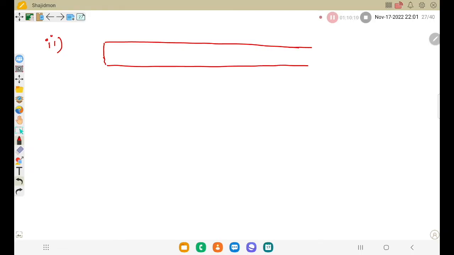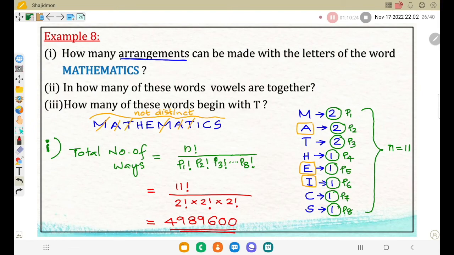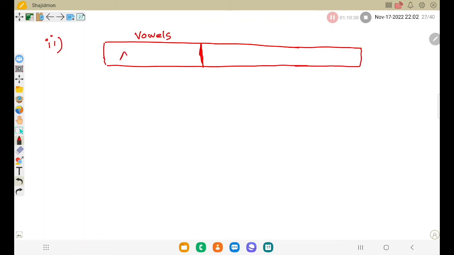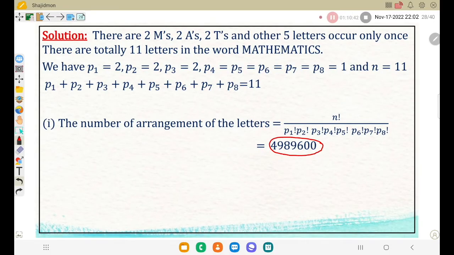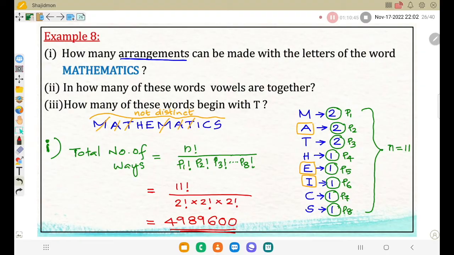So to answer the second part of the question, just create a box like this, then it is easy to understand. There are two parts. What are the two parts? One is the vowels, all should be together, that is the meaning. This is not vowels, the next part. So what are the vowels we identified? The letter A coming 2 times, so I am writing A 2 times, then E 1 time, and another one, I letter 1 time.